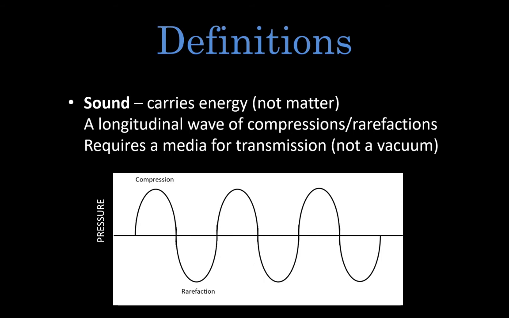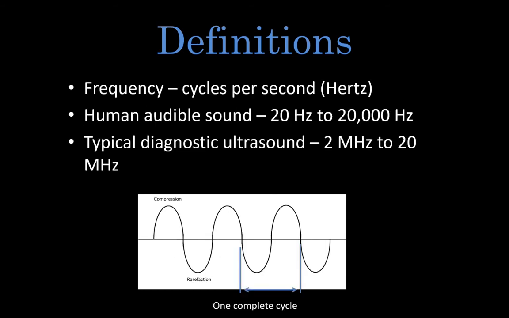That's a high pressure and low pressure energy areas. It does require a media to be transmitted, and sound is not transmissible in a vacuum. Frequency of sound is measured in hertz, which are how many cycles per second. We humans hear at the audible sound range from 20 hertz to 20,000 hertz. Diagnostic ultrasound, on the other hand, is way above our audible hearing and is in the range of 2 megahertz to 20 megahertz. Recall that a megahertz is equal to 1 million hertz.